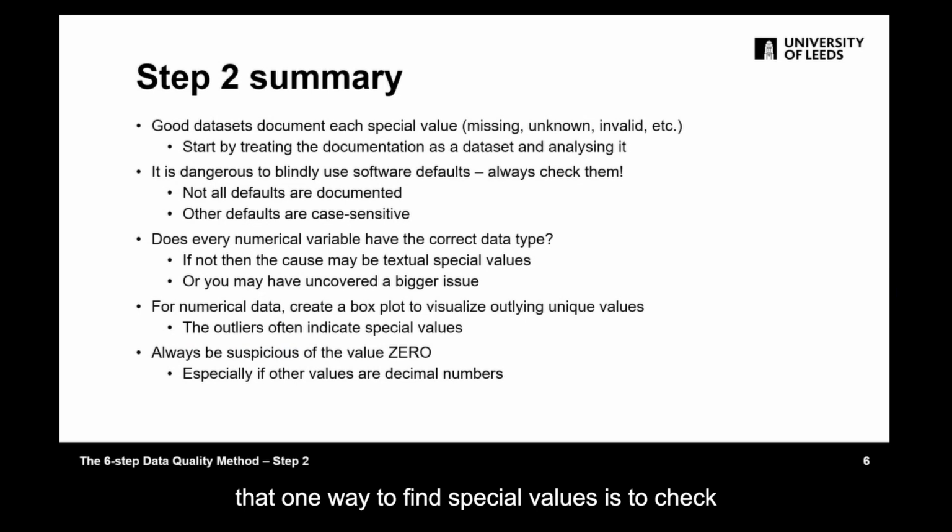We've learned that one way to find special values is to check whether each numerical variable has the correct data type. If not, then the cause may be textual special values, or, as we saw in the example, you may have uncovered a bigger issue. For data that does have a numerical data type, then an approach is to create a box plot to visualize the outlying unique values, because those outliers often indicate special values, even though the approach isn't foolproof. And lastly, always be suspicious of data that has values of 0, especially if other values for that variable are decimal numbers.